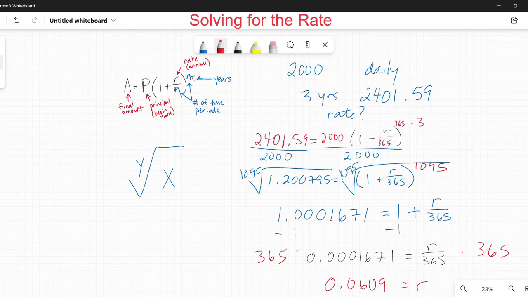0.0609. So if I'm rounding this to the tenth of a percent, like a 5.2 or 3.4%, it would be rounded to 0.061 or 6.1%. That's my rate. So in this case, when you're solving for rate, you're going to be using roots, which is in right here.